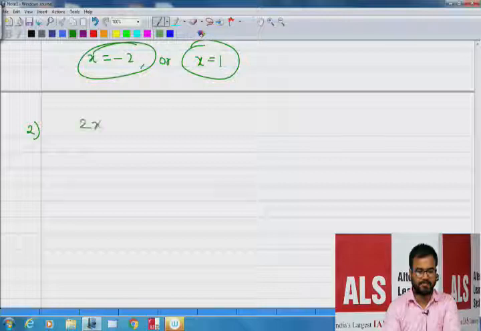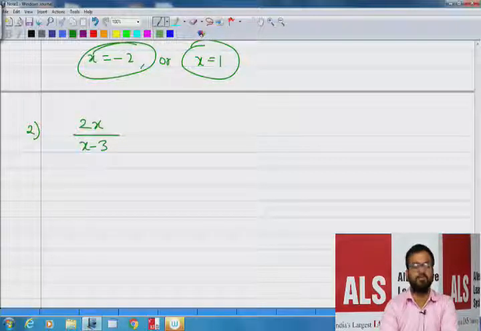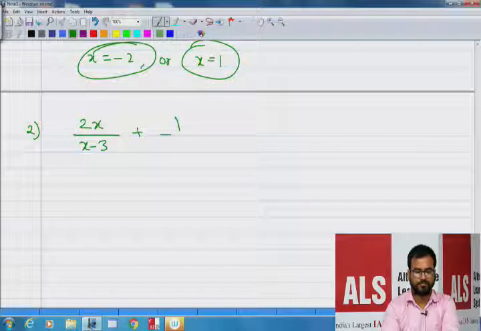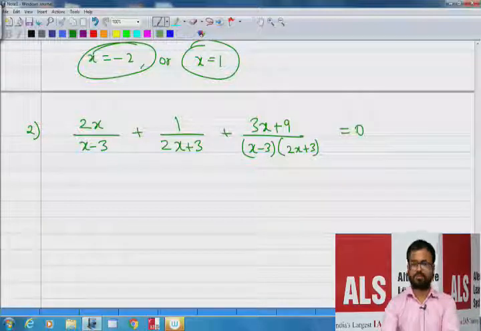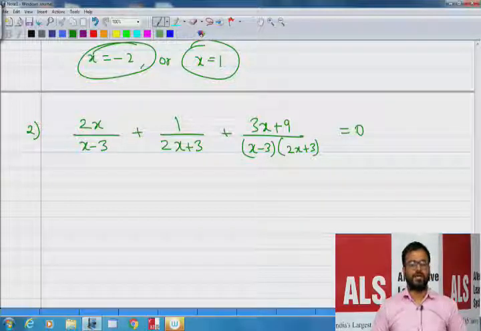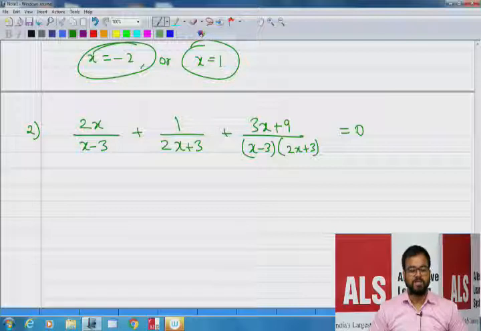Try this then. Any doubt in the previous question? Try this. 2x over x minus 3 plus 1 over 2x plus 3 plus 3x plus 9 over x minus 3 into 2x plus 3, that is equal to 0.